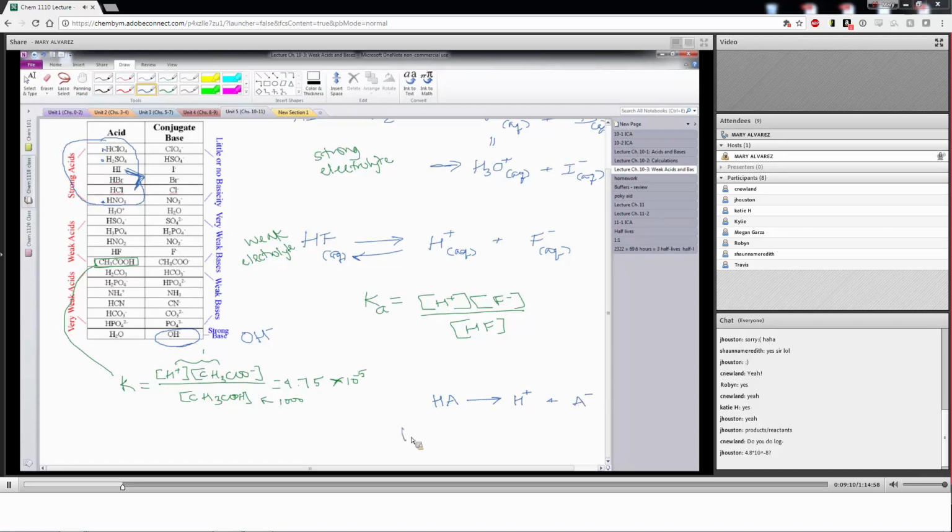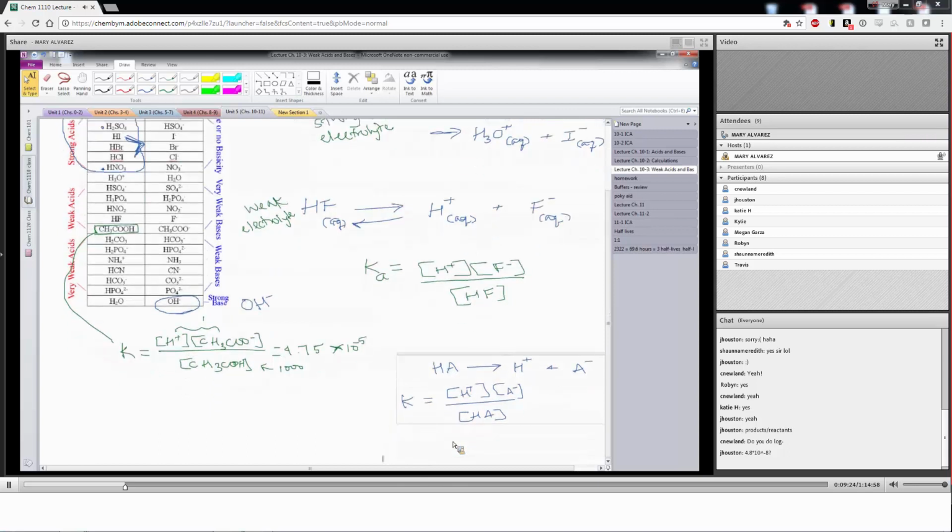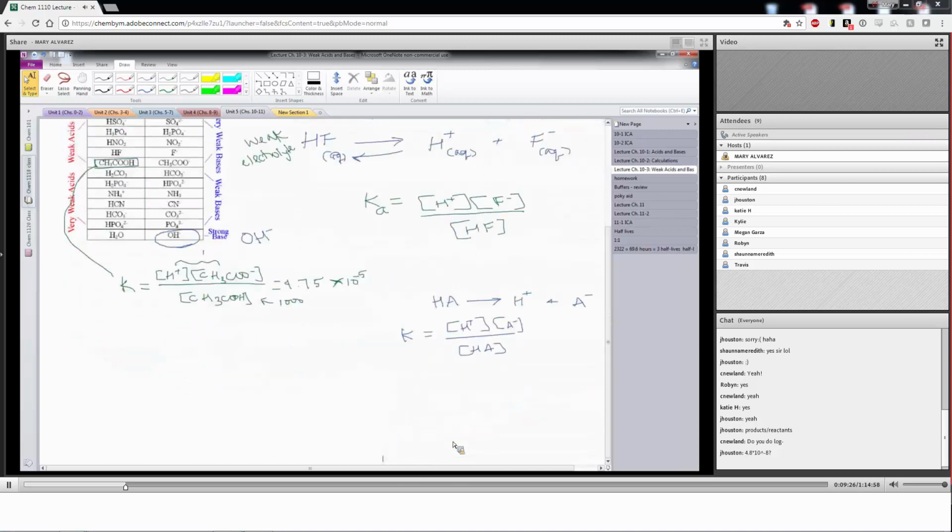And my K is my products divided by my reactants, right? So to solve for H plus in this equation, I'm not plugging numbers in, I'm just going to solve for H plus. We need to get H plus on top and alone, and it's already on top, so we just need to get it alone. So we're going to multiply by HA and divide by A minus on both sides.